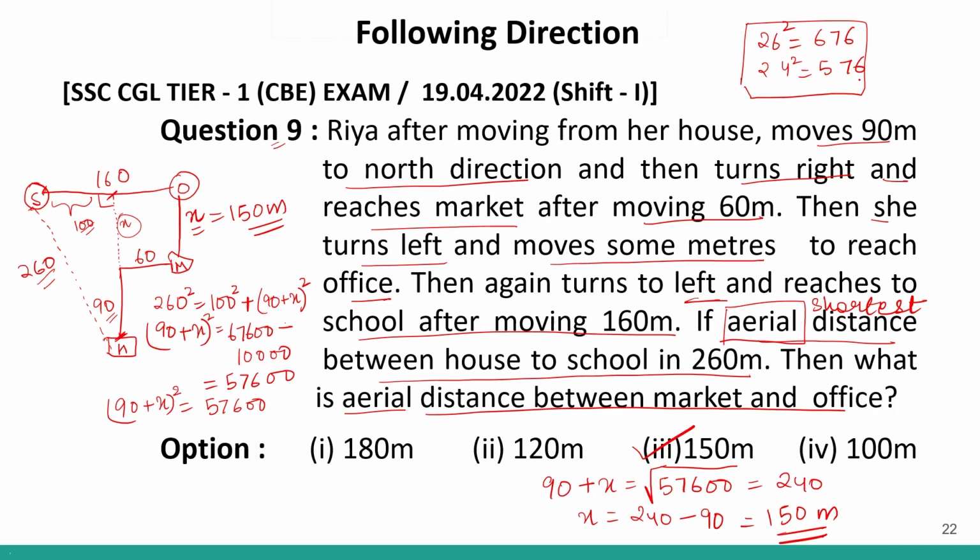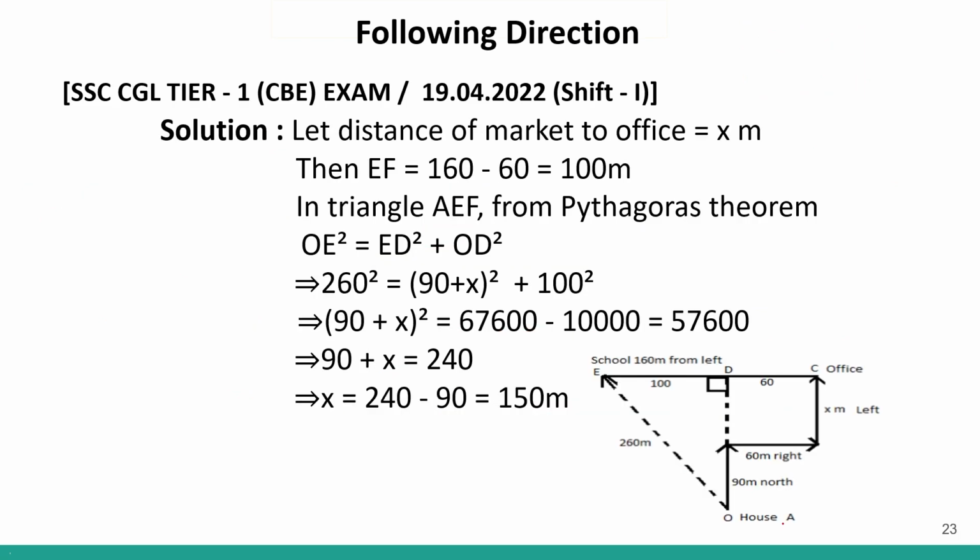Now we know that 576 is the square of 24. So 90 plus x will be the square root of 57600, which will be 240. So x will be, if I take 90 to this side, 240 minus 90, which is 150 meters. So I hope this much is clear. Okay, here you can look at the detailed solution.